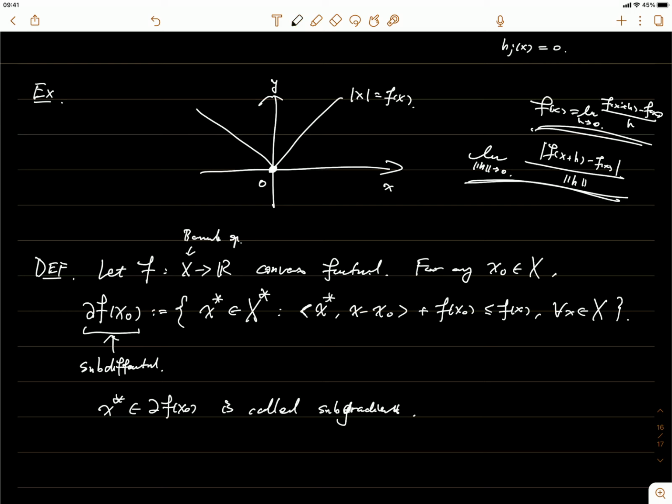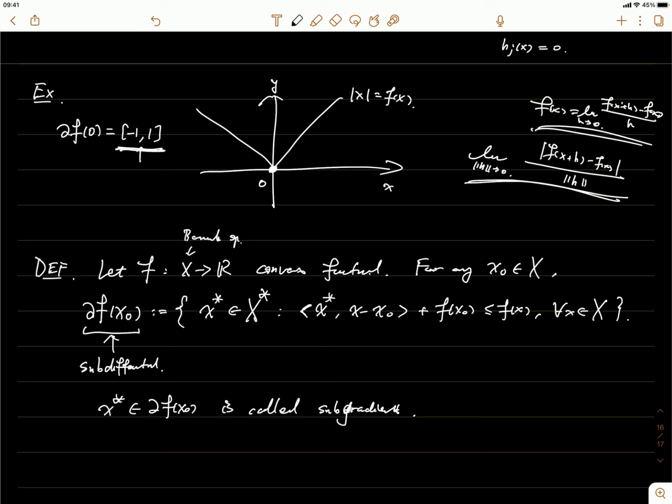So for this particular example, the subdifferential of f at the point 0 is just the interval from negative 1 to 1. Any point in between is called a subgradient. So this is the subdifferential, and any point in between is a subgradient for this function at point 0.